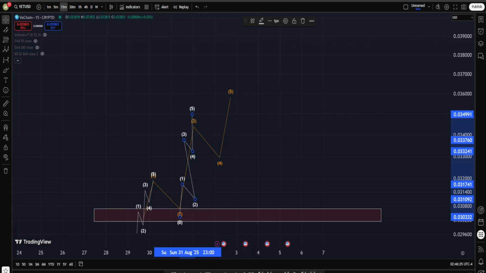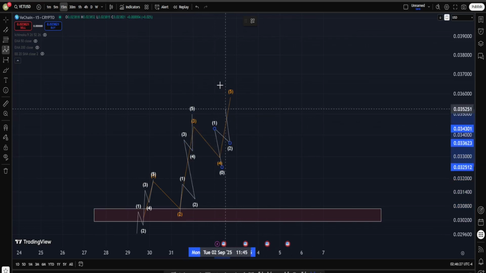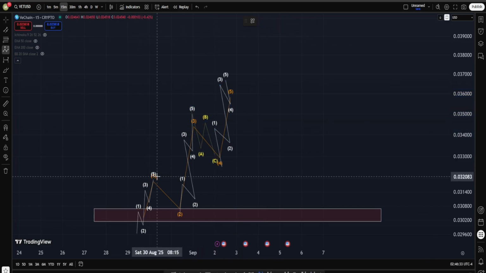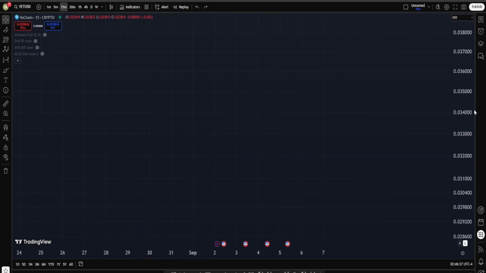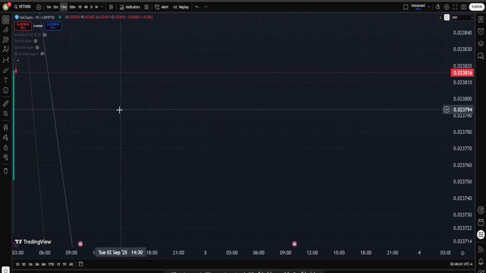And for wave 2 and 4, we can have many different possibilities. It's not really that important. Let's say ABC into 4 and like a WXY structure into wave 2. Now let's go on the live chart and see what is happening. So let's zoom in more.